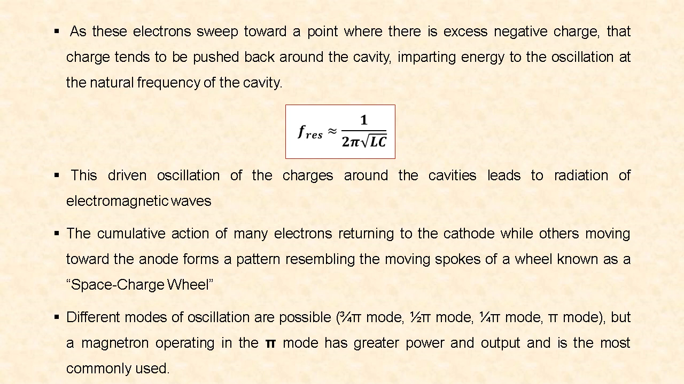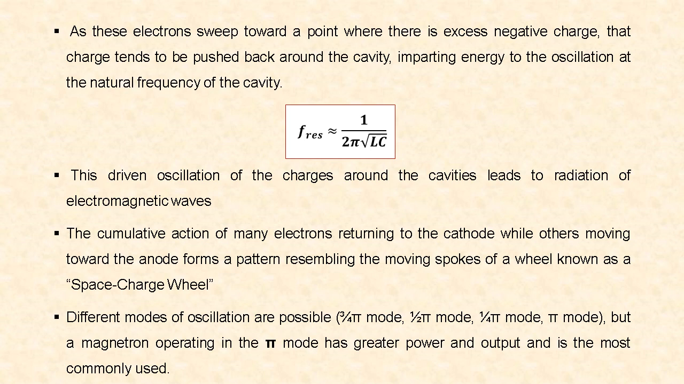The cumulative action of many electrons returning to the cathode while some other electrons moving to the anode forms a pattern, and this pattern resembles the moving spokes of a wheel. Hence, this pattern is known as space charge wheel.